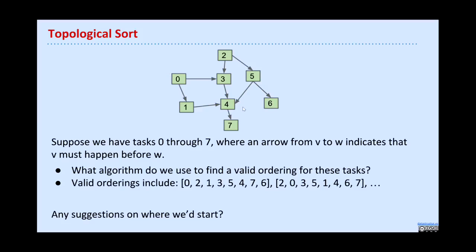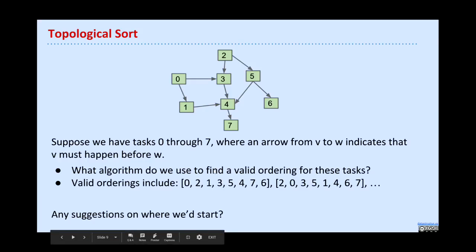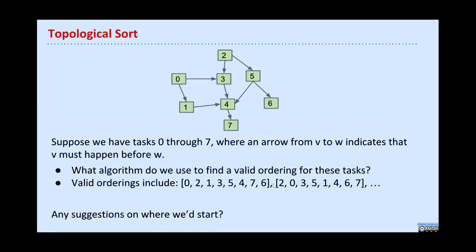So question for you then is, how would I find, given a graph, a topological sort? So an example of a valid ordering, a valid topological sort would be 0, then 2, then 1, then 3, then 5, then 4, then 7, then 6. If you look at that, you'll see that we're doing tasks in a good order. So I'll give you guys, I don't know, a minute or so to think about where you'd start. It's actually a pretty hard problem, but give it a shot.